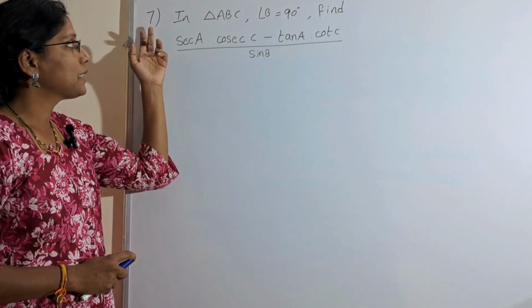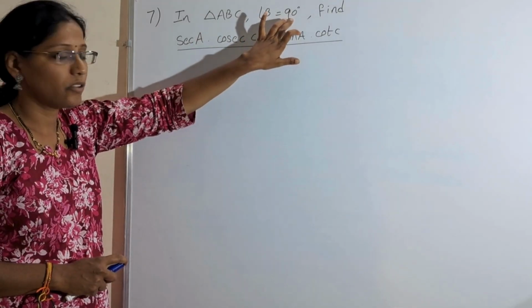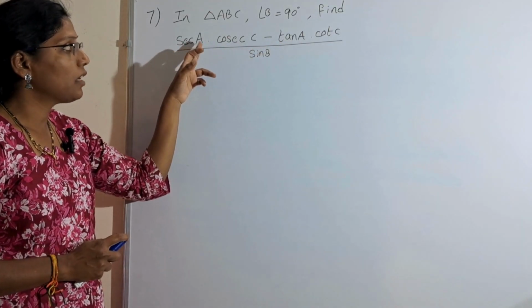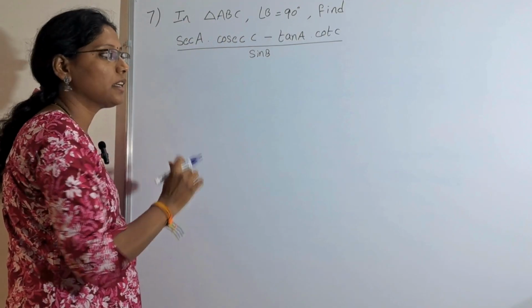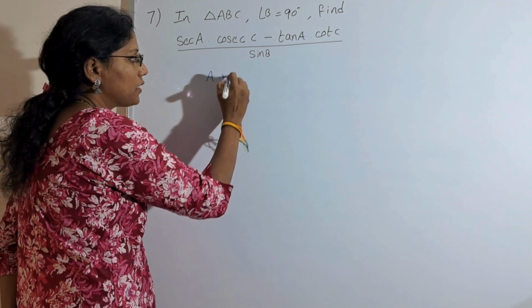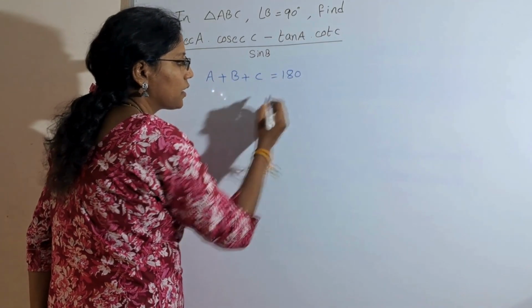Next, problem number 7. In triangle ABC, angle B is 90 degrees, as given. Then find this value. Here we have to change one angle. First, you should use triangle ABC. In a triangle, the sum of angles is 180 degrees. A plus B plus C is equal to 180 degrees.